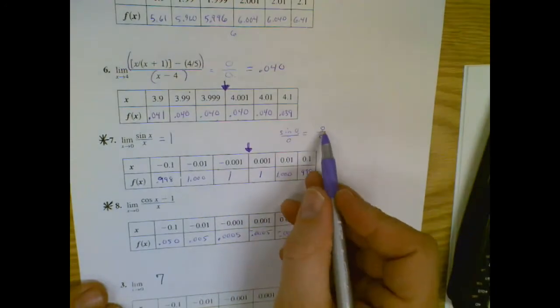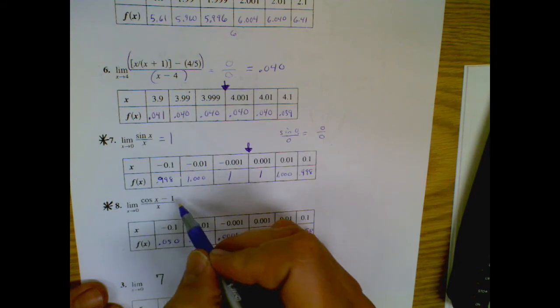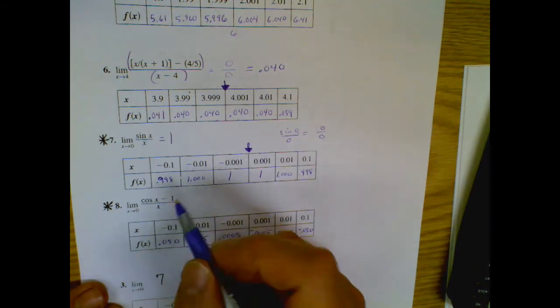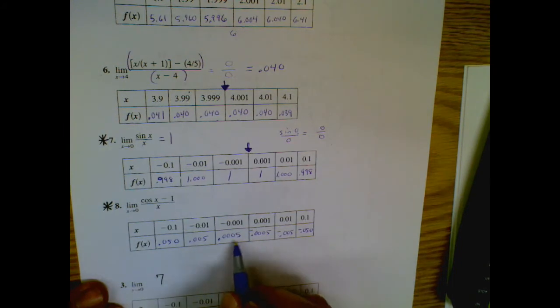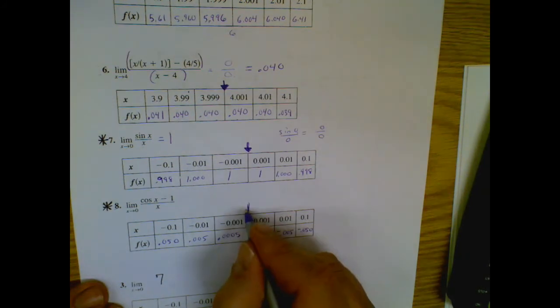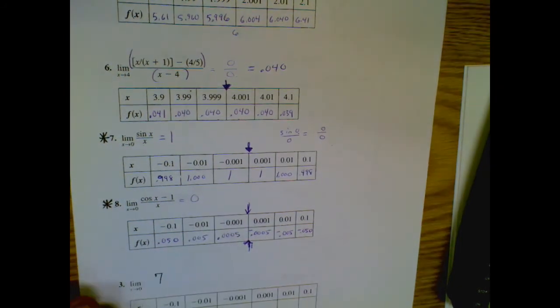So in that case, you've got to kind of look at the graph when you've got 0 over 0. With cosine of x minus 1 over x, same thing. As you come in on both sides, you can tell it's between 0.0005 and negative 0.0005, which means as you approach 0, which would be between these two numbers, you're going to get a number between those two, which if you find the average of those two, you get a 0.